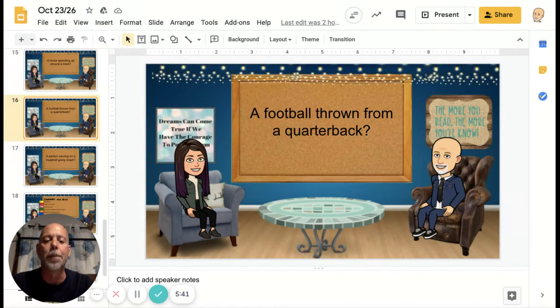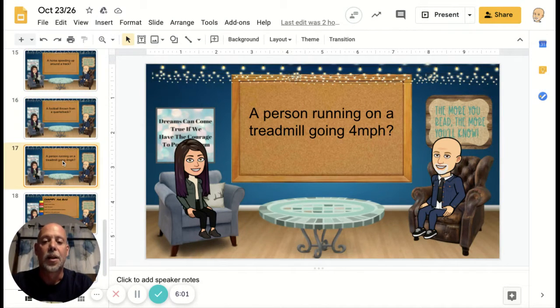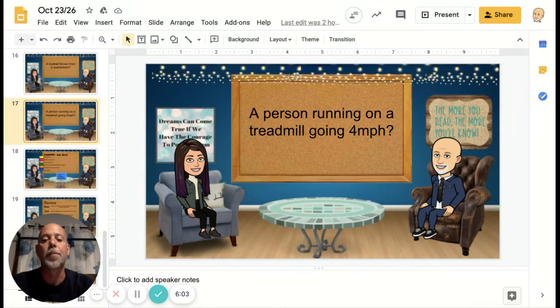How about if a football is thrown by a quarterback? Is that acceleration? True or false? A football thrown from a quarterback. If you said true, again, you would be correct. It would be acceleration of his arm coming forward, but it's also acceleration of the football after it leaves his hand.